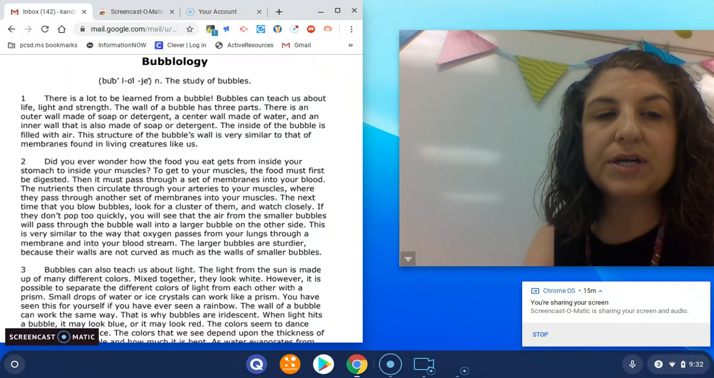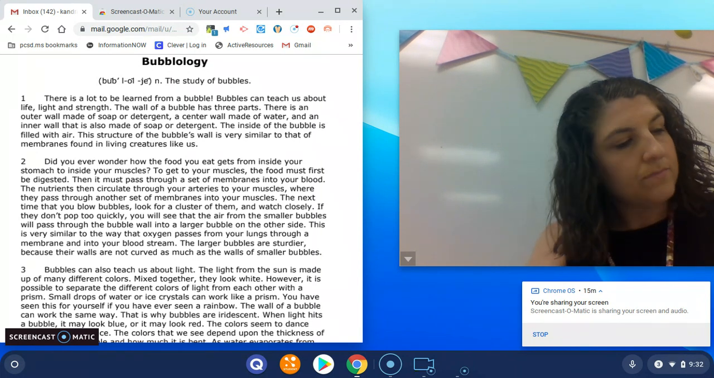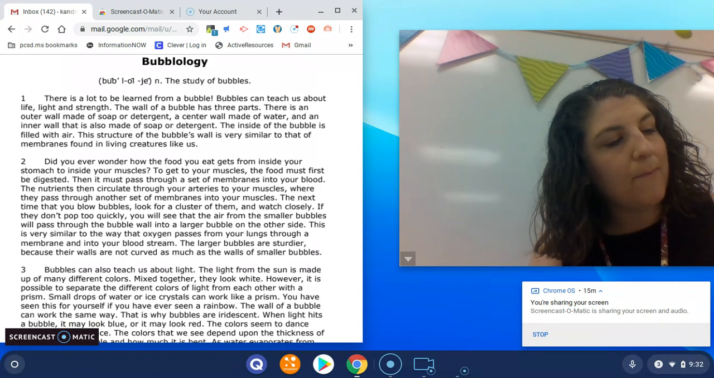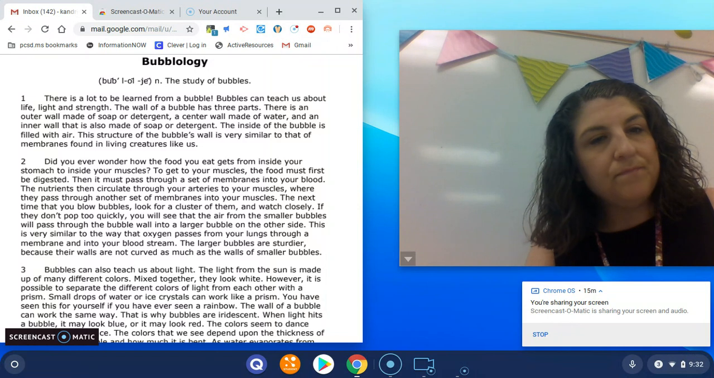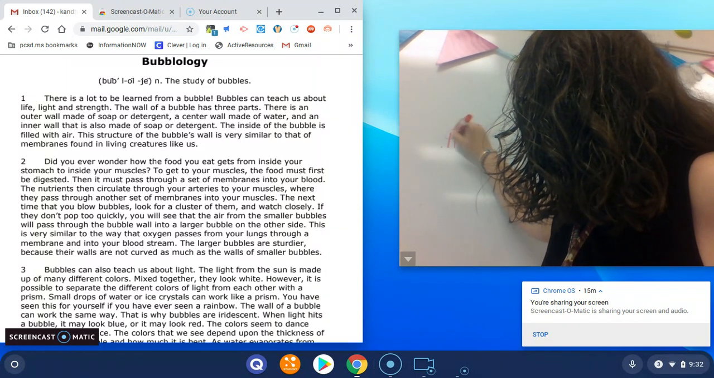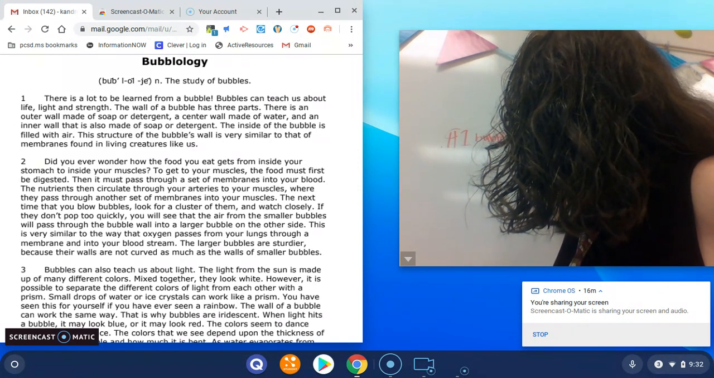Okay, so we had a question like this. Number 1, based on the information in the article, what are 2 ways a bubble is like a membrane? So paragraph 1, we know a bubble is like a membrane.